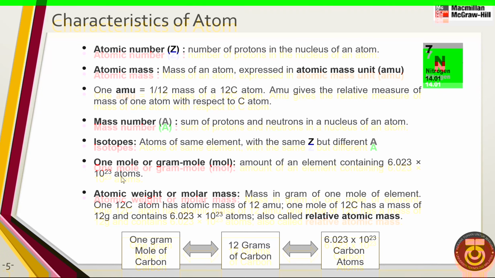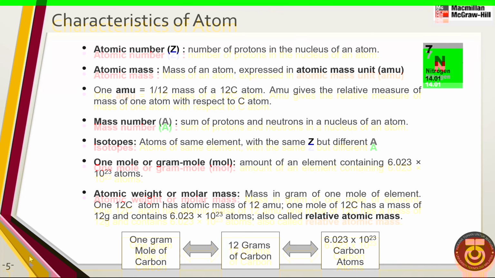So let's say I talk about 1 mole of carbon. So 1 mole of carbon has 6.023 times 10 to the power of 23 atoms. So as shown here, 1 mole of carbon, you have 6.023 times 10 to the power of 23. So what about 1 mole of nitrogen? Actually it is also the same. We have the same amount of atoms, which is 6.023 times 10 to the power of 23.